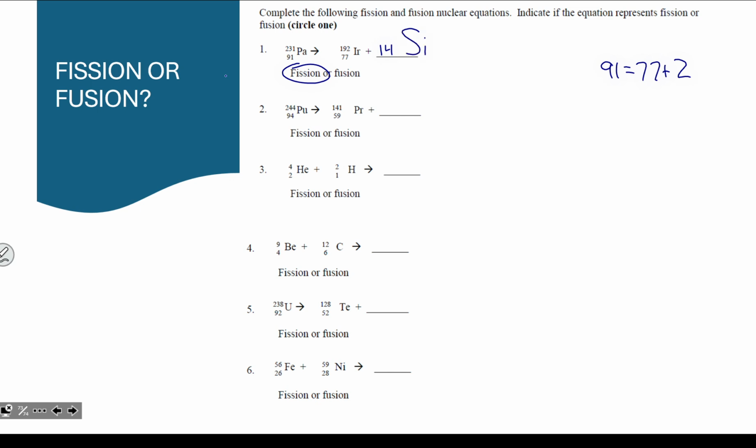I'm going to do the same thing for the mass number. So 231 has got to add up to 192 plus my mass number, which I symbolize with A, which means that my mass number should be 39.